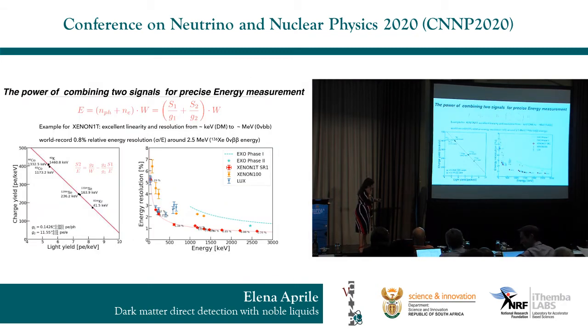The power of combining the signals was already mentioned in the EXO effort. By using the simultaneous detection and combining the two signals, we get a much better energy measurement. And in fact, these are the results from XENON1T, where we show an excellent linearity and resolution from keV to MeV, with an energy resolution at the 136Xe double beta decay energy of 2.5 MeV which is better than 1%.